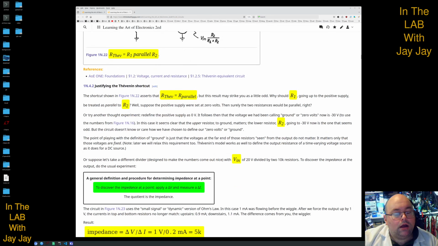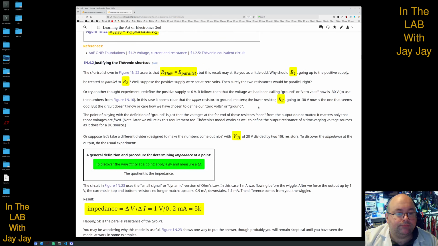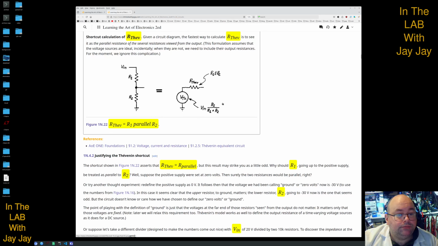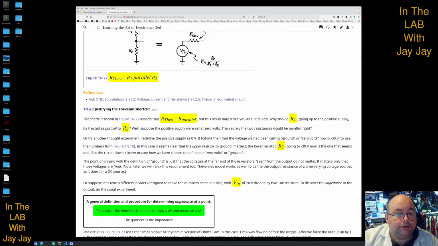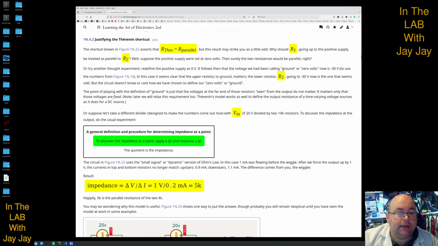All right, now justifying the Thevenin shortcut. The shortcut shown in figure 1N.22, which is this, asserts that the Thevenin resistance equals the parallel resistance, but this result may strike you as a little odd. So why should these be equivalent? And then they go on to do some discussion there. I didn't completely understand it, to be candid. But basically you can just treat them as parallel.